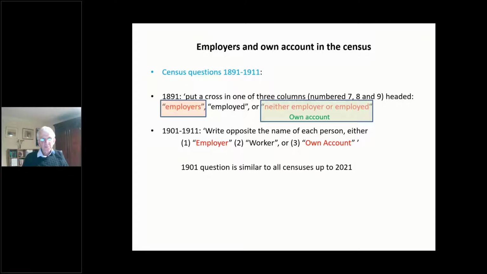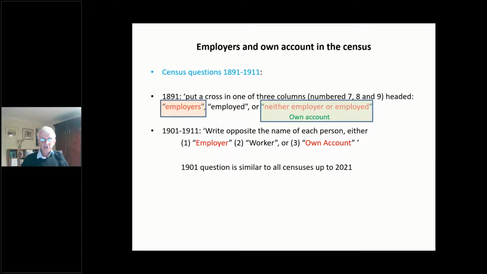The employers and employed are too similar. When they were written down by hand or ticked or read, they could often be put in the wrong column and were. Neither employer nor employed is a negative way of phrasing things, which is always a disaster as a question design. And those are the own accounts. Now, it's much improved subsequently and today. Employer, worker, own account are three distinct phrases, understood and easier to deal with.